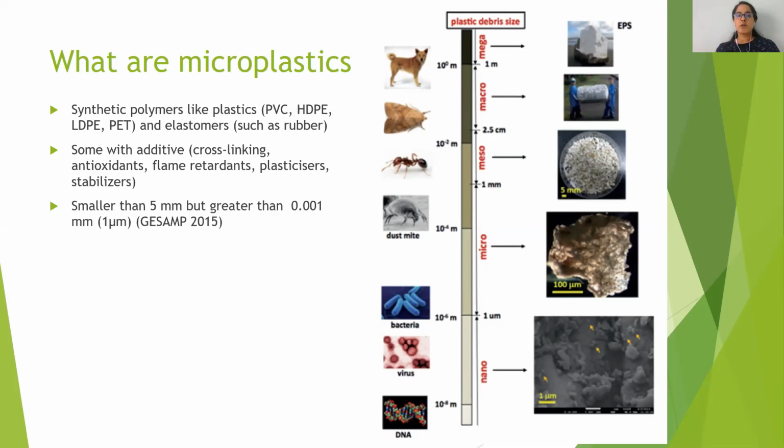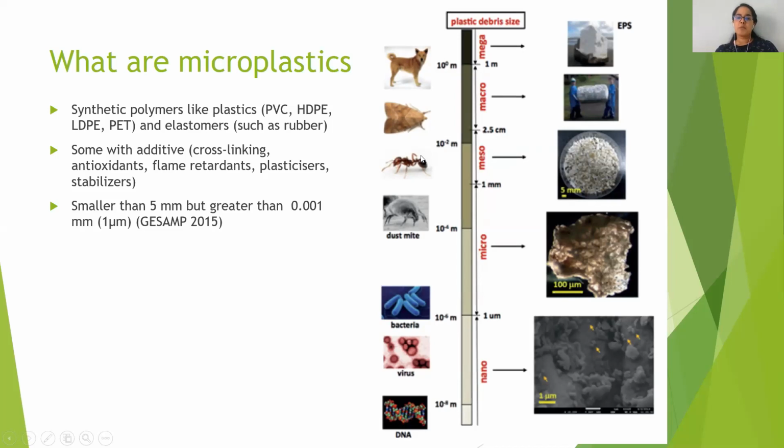So basically, the overall topic is plastic, but then it's broken down into microplastics. According to a lot of research, microplastics are anything between 5 millimeters and 0.001 millimeter, which is 1 micrometer. The scale on the side just gives you some kind of idea. So here we've got from 1 millimeter to 2.5 centimeters. Microplastic starts at the 5 millimeters.